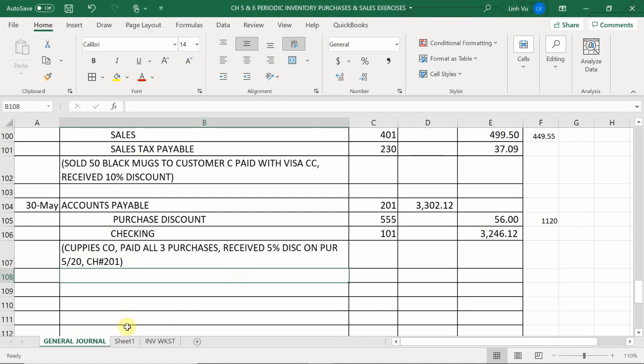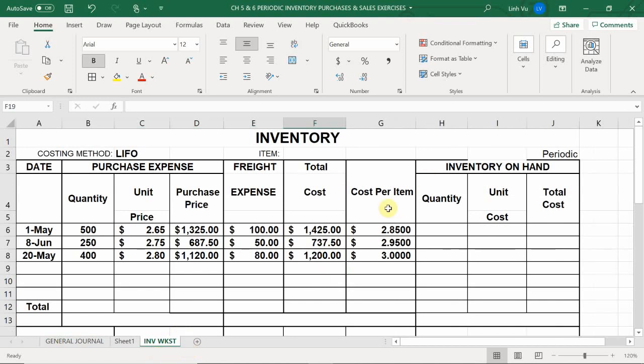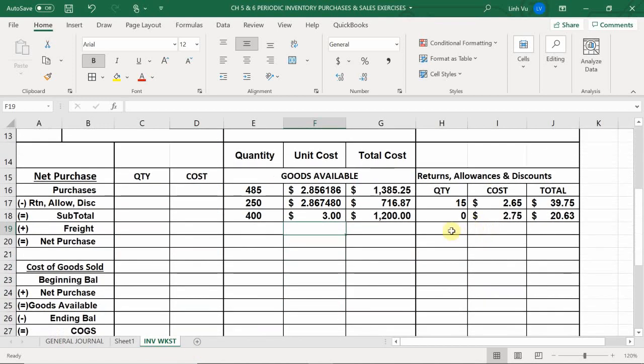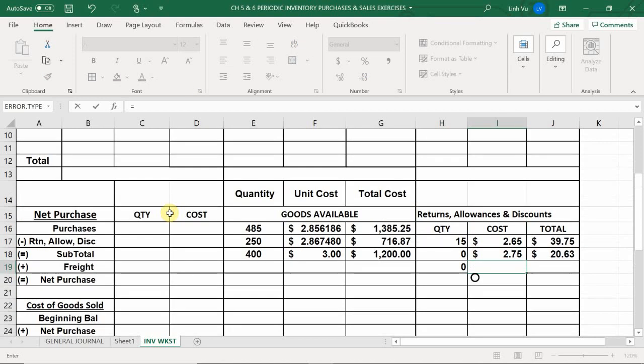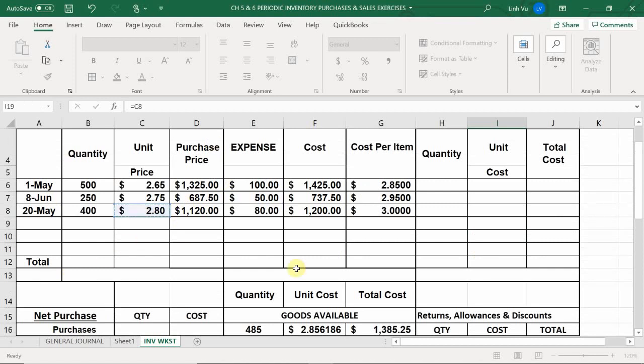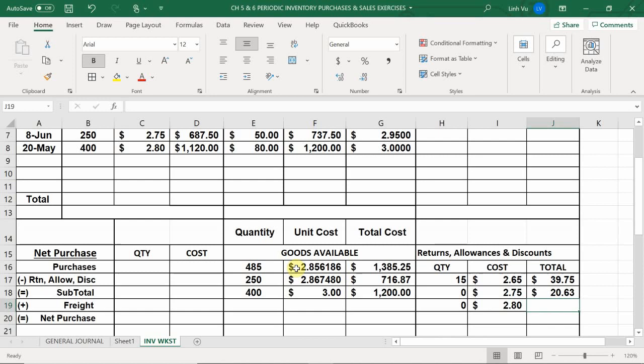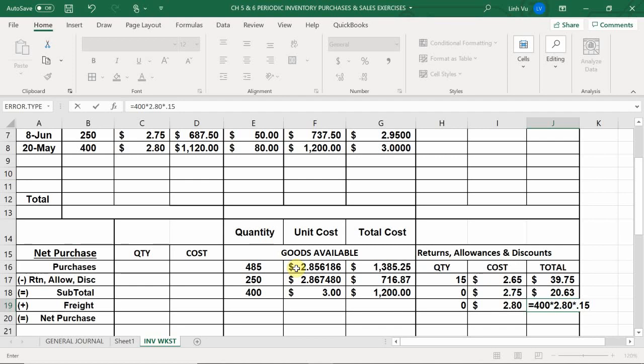Now, because we have a purchase discount, we also need to start updating our inventory because we didn't pay for the full amount here. So I need to update that the discount did not affect my quantity, but it did affect the total amount of my inventory, right? I took a discount off of the $2.80, right? So we did the calculation, which was the 400 times the $2.80 times the 5%, which gave us a total of $56.